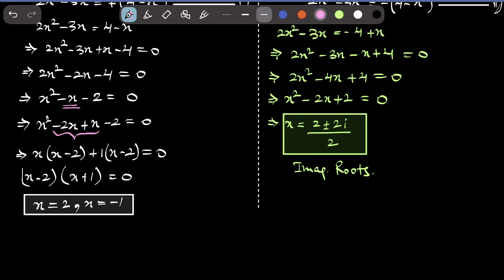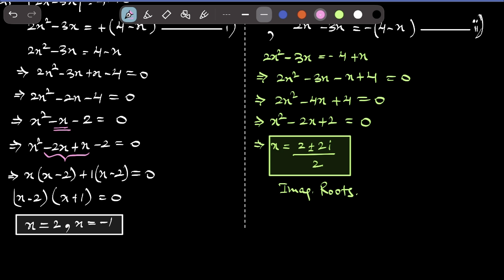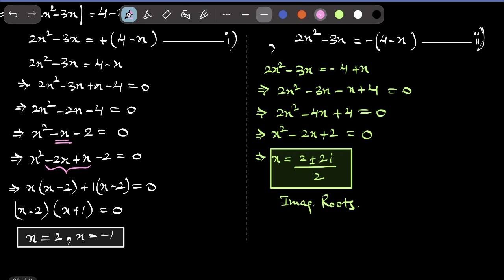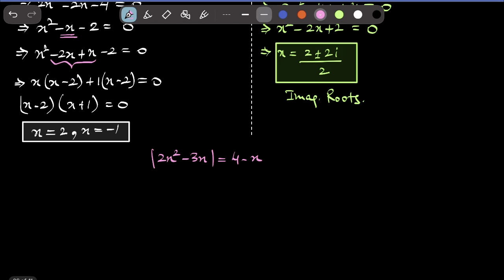So let's quickly check whether what we are getting is actually the answer or not. So I will be checking the two solutions. My equation for the given question was mod of 2x square minus 3x gives 4 minus x, right? So we need to check the solutions. So we are doing the checking part.